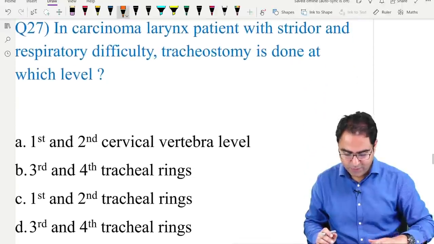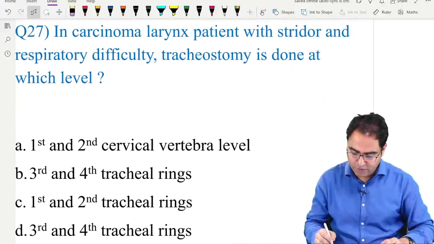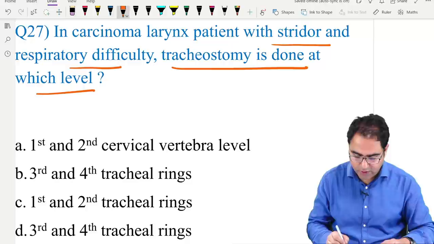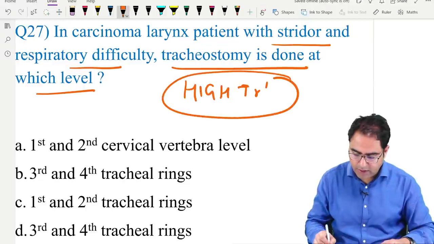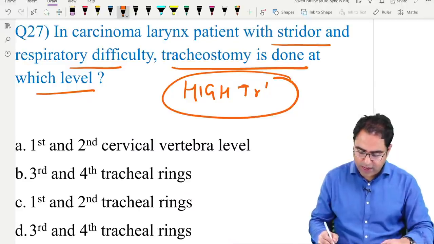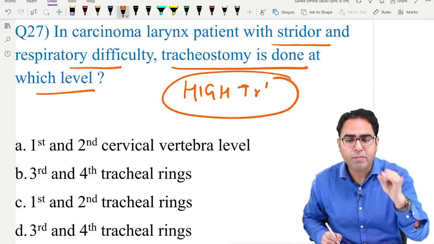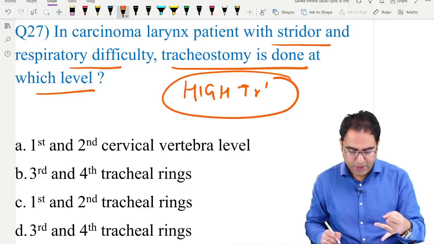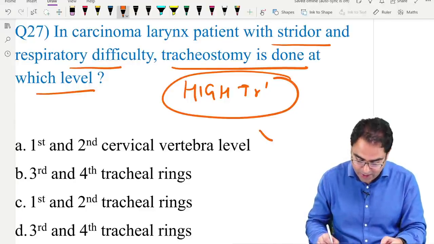Very good. In a carcinoma larynx patient with stridor and respiratory difficulty, the tracheostomy is done at which level? I hope you remember, we do high tracheostomy, beta. In laryngeal cancer, we do high tracheostomy. What is the answer, beta? A, B, C, D. The answer is not A, beta. The answer is C.